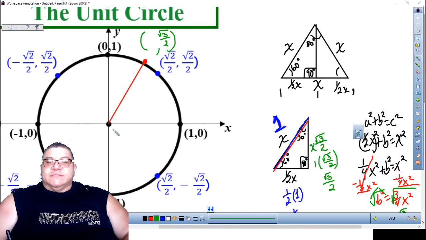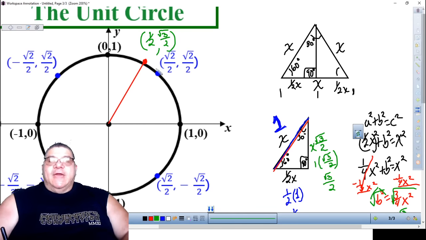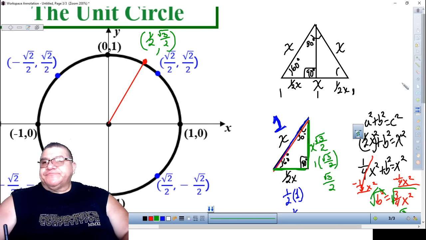But I need this value of x. What is that value of x? It's right there, 1/2. So I'm going to label that 1/2. Do you guys see it? From here to here is 1/2. So that means from here to here is 1/2. And then this part right here is square root 3 over 2. Bam, let's go.